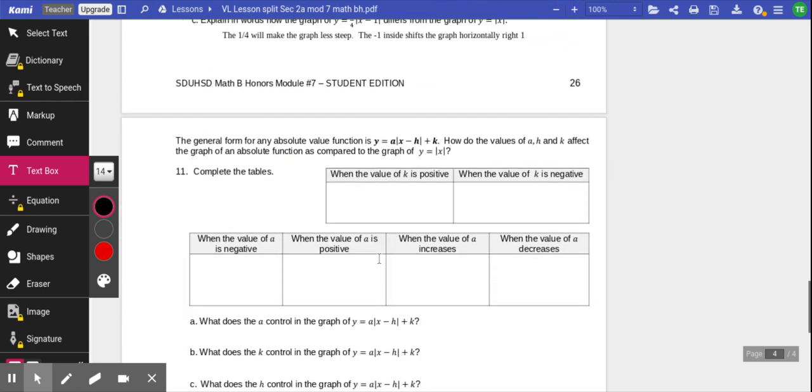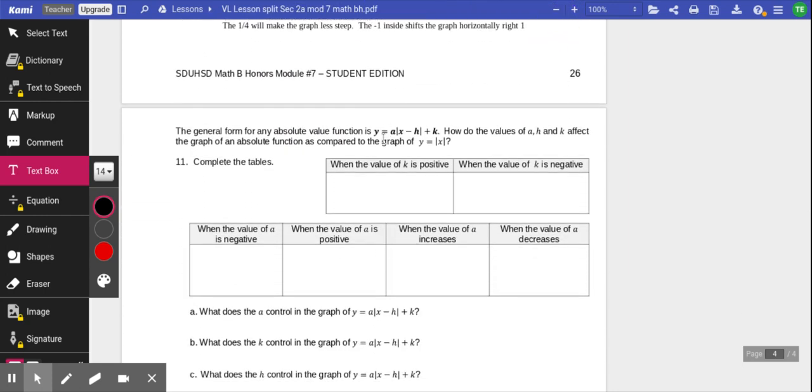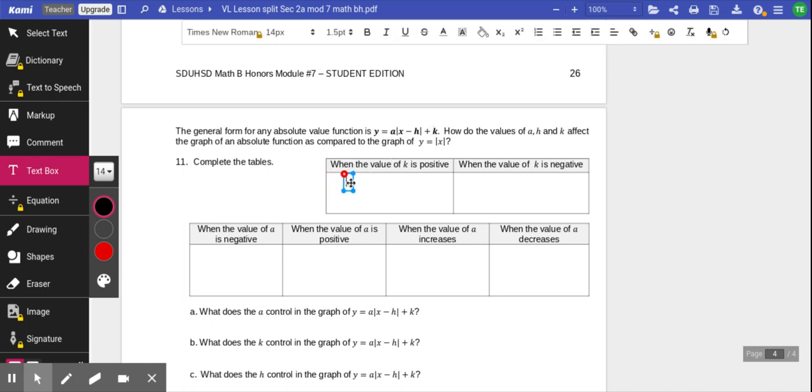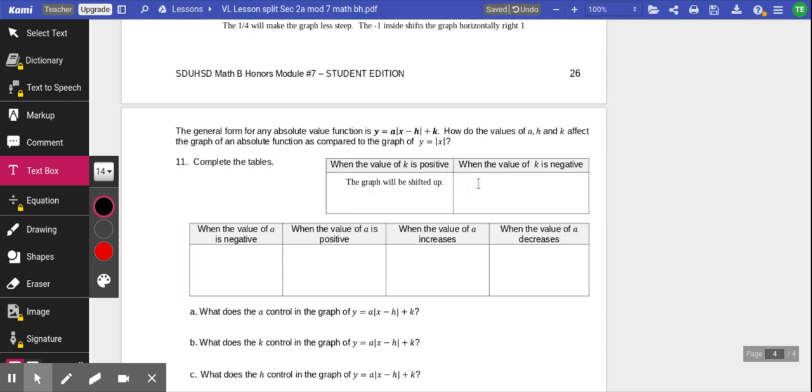Okay, so in general, my A is my slope, my H causes horizontal movement, and my K causes vertical movement. So when K is positive, the graph will be shifted up. When K is negative, the graph will be shifted down.